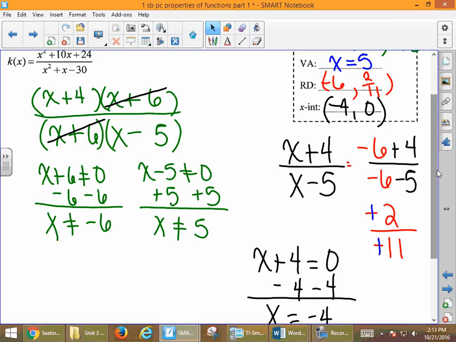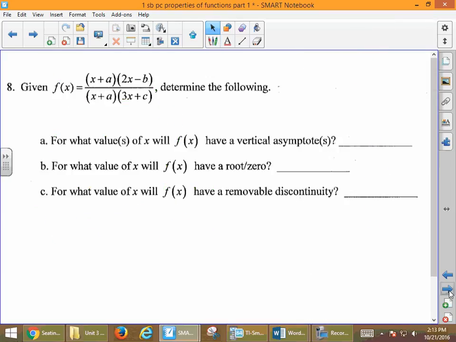So as we finish here with our last example, can we do this when there's not really any numbers in this problem, so to speak? There are a couple of numbers, but we're not going to get an answer like x equals 5 for a vertical asymptote. So for what values of x will f of x have a vertical asymptote?